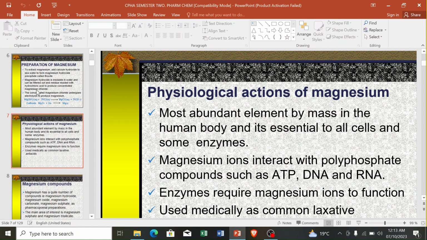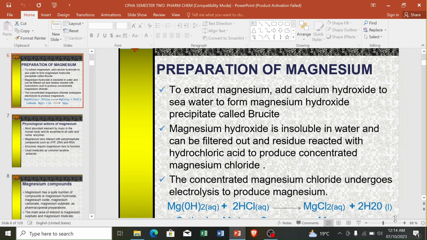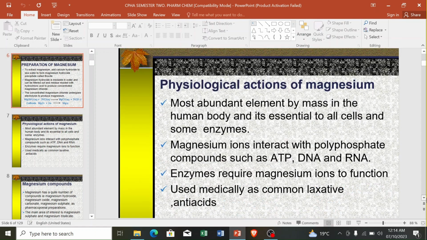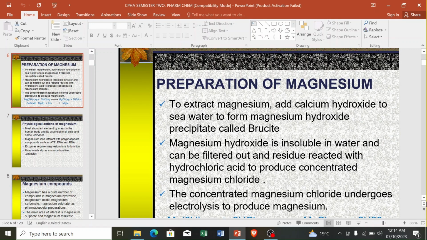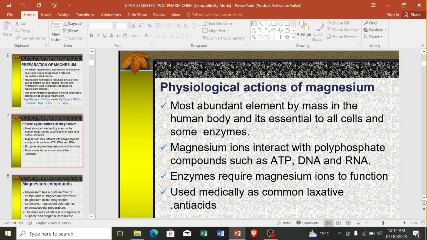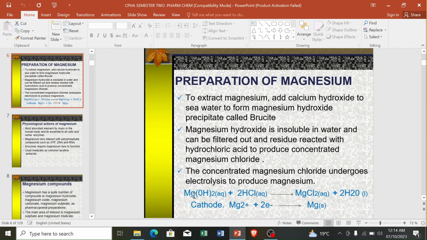We can see this from the equation of reaction. We have magnesium hydroxide that we have formed, reacting with concentrated hydrochloric acid to give us magnesium chloride and water.